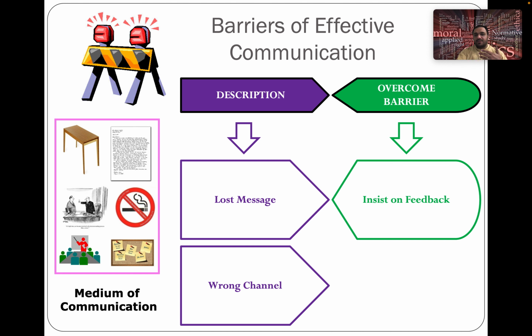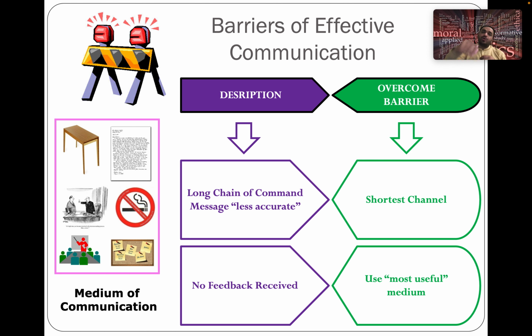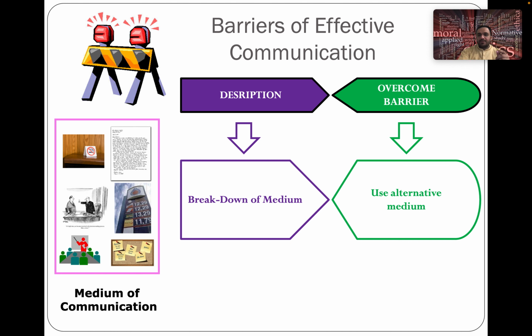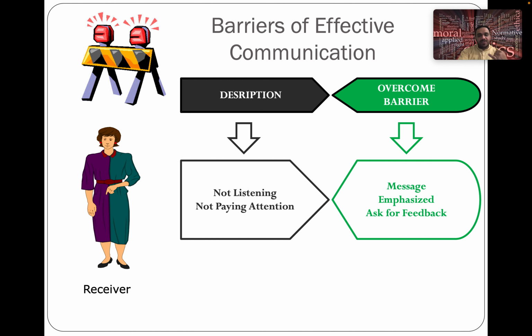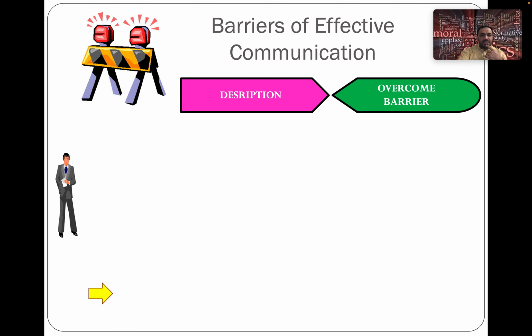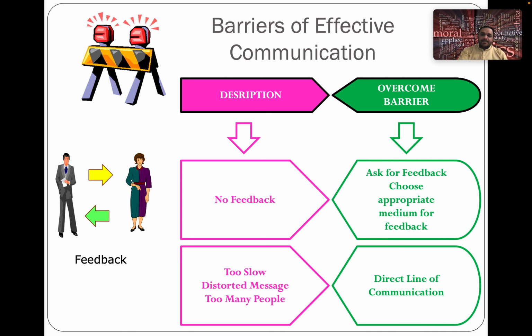Then next is lost message. You can overcome this barrier by insisting on feedback. Wrong channel: use the appropriate channel. Next is long chain of command. Your message comes through 8 channels, and once it came to you, it was not a proper message. So always use the shortest channel. No feedback received: use the most useful medium to receive the feedback. Next is breakdown of medium, and to overcome this, use alternative mediums. Next is not listening, not paying attention. To overcome this, the message should be emphasized and feedback asked for. Next is sender not liked, sender not trusted, unwilling to act. To overcome this, build trust or use another sender. Then we can see no feedback: to overcome it, ask for feedback and choose an appropriate medium for it. Too slow, distorted message, too many people: a direct line of communication should be there to overcome this problem.